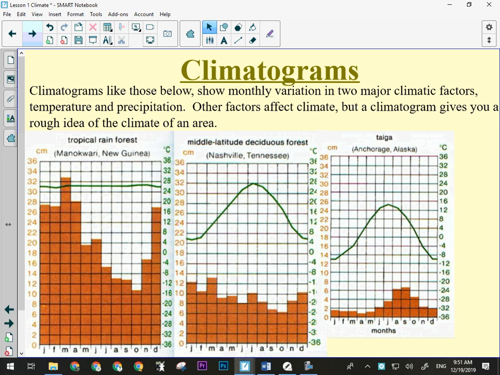A climatogram is set up like this. On the bottom are the months of the year. On one axis, and there's no defined rule for this, you will get precipitation in centimeters, and on the other axis you'll get temperature in degrees Celsius. In this graph, temperature is on the right and goes with the green line, and precipitation is in orange and goes with the bars.